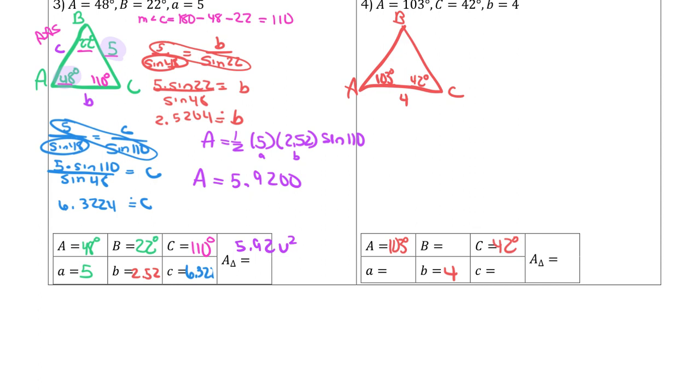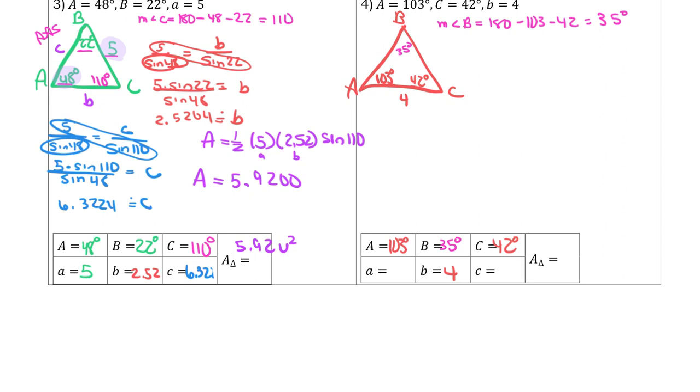Okay, last one. Now remember, you can pause this at any time, make sure you got it, but I'm looking for the measure of angle B. So the measure of angle B is going to be 180 minus 103 minus 42. So the measure of angle B is 35 degrees. Okay, so hopefully that bridged okay.